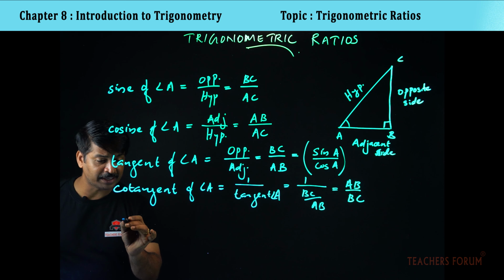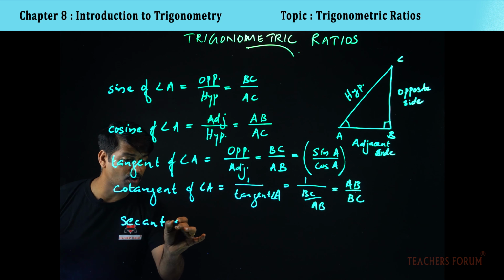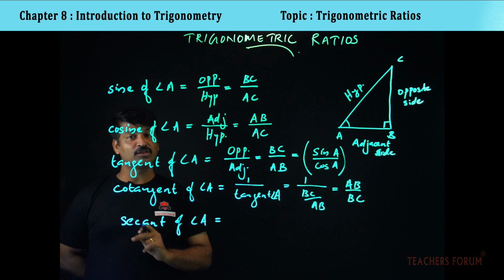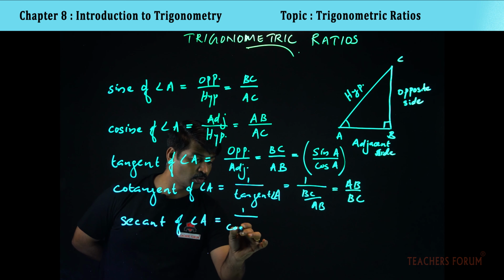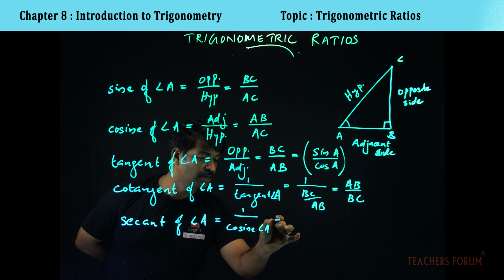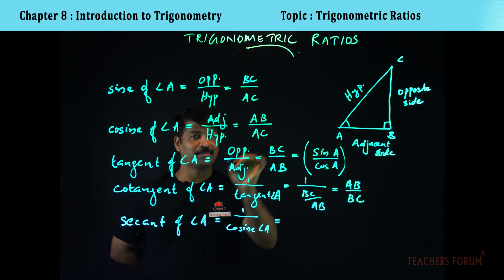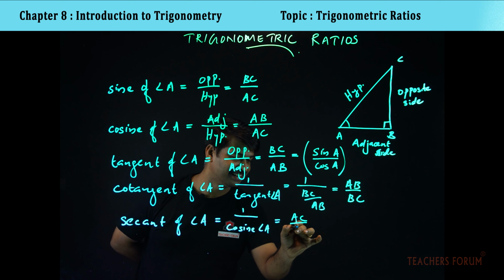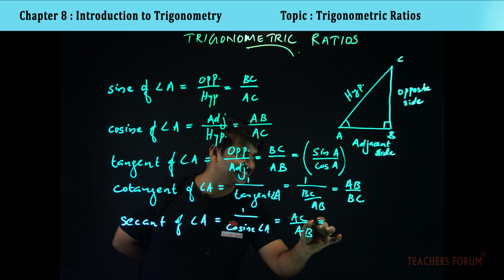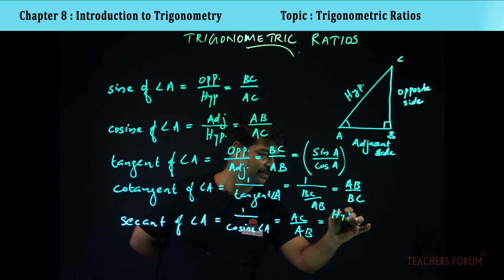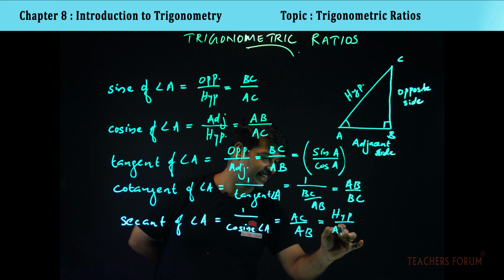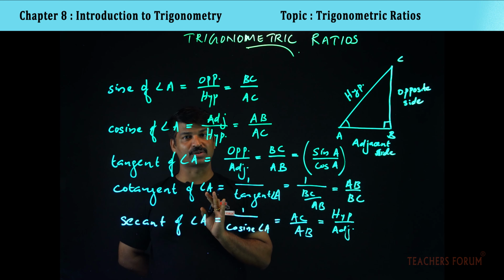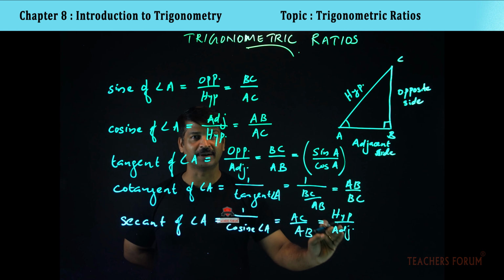Now the next trigonometric ratio is secant of angle A. It is defined as the reciprocal of cosine of angle A. What is cosine of angle A? AB by AC. So what will be the reciprocal of cosine of angle A? AC by AB. Is it clear? What is AC? AC is hypotenuse. What is AB? AB is adjacent side. So how can you define secant of angle A? That is the reciprocal of cosine of angle A, or it is hypotenuse by adjacent side.